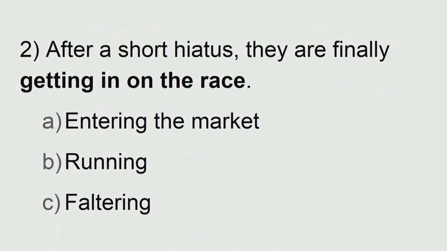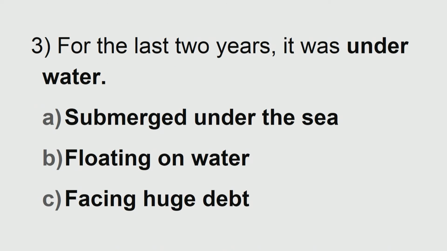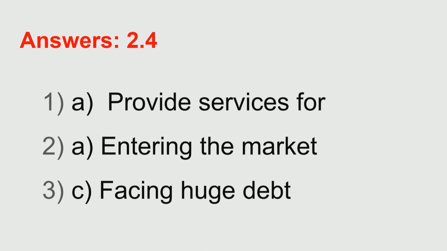Next question, after a short hiatus, they are finally getting in on the race. So, that means A, entering the market, B, running, C, faltering. What does getting in on the race mean exactly? Third one, for the last 2 years it was underwater. A, submerged under the sea, B, floating on water, C, facing huge debt. What does underwater mean? And answers are cater, provide services for, and second one is entering the market, and underwater is facing huge debt.